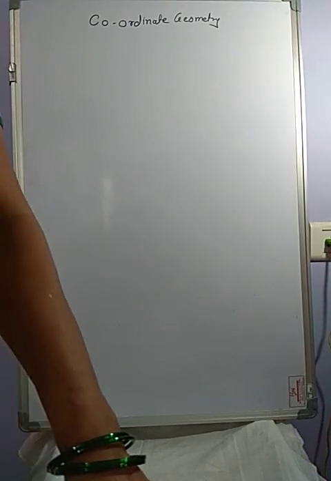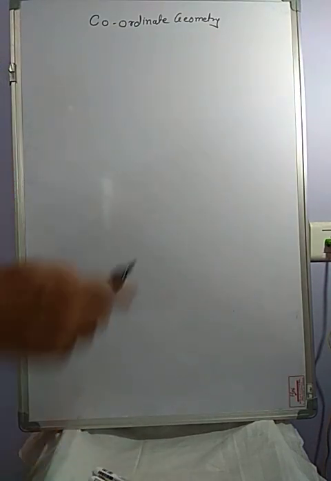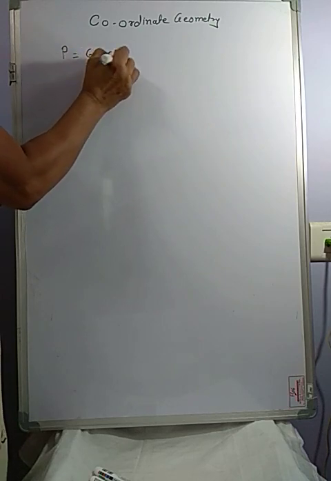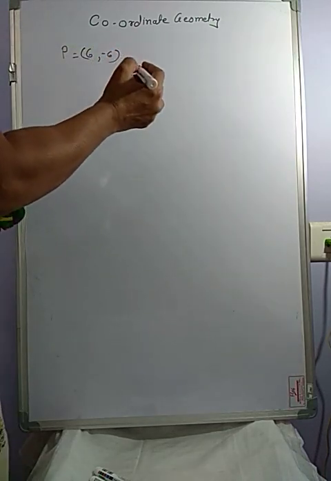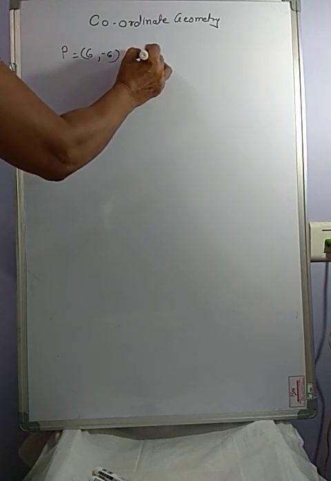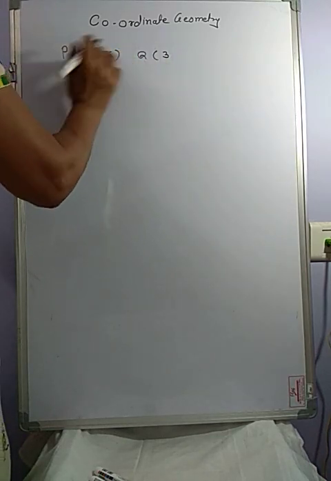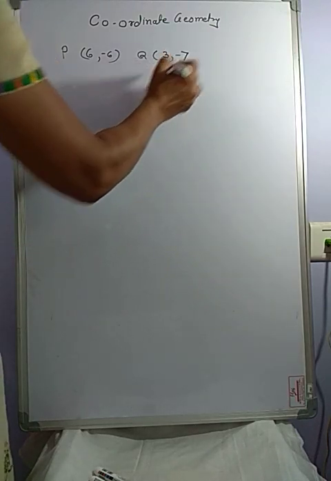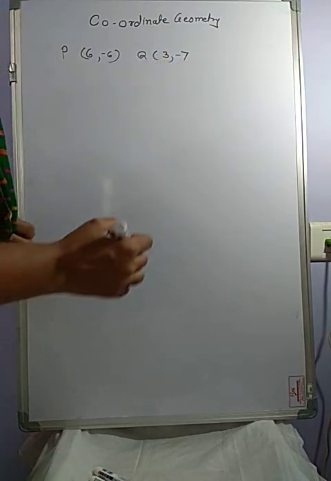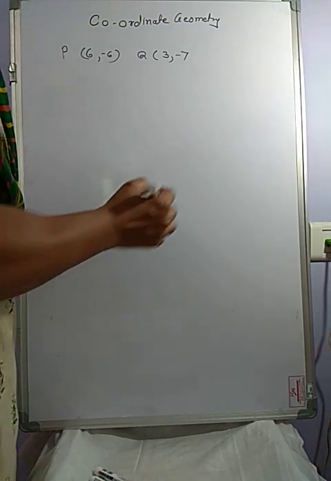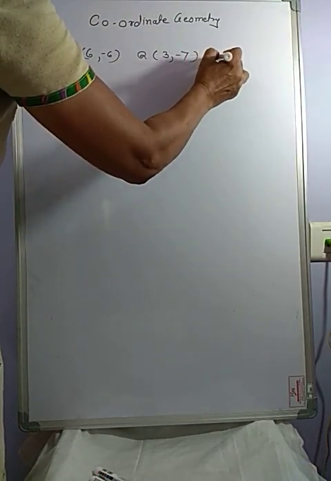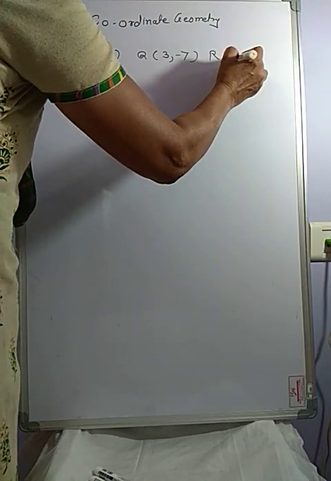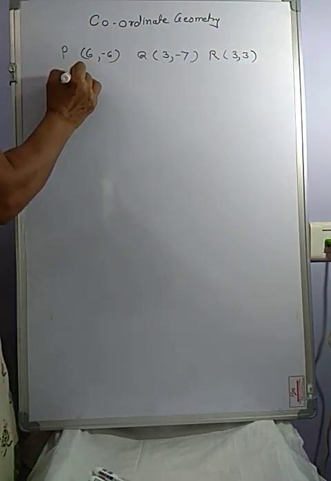Verify whether the points P(6, -6), Q(3, -7) and R(3, 3) are collinear.